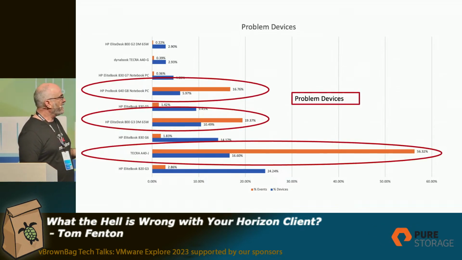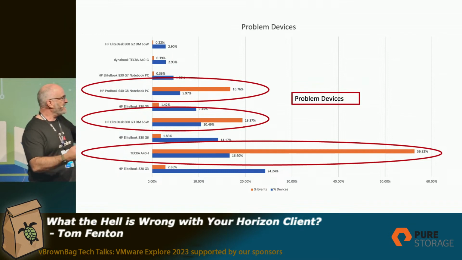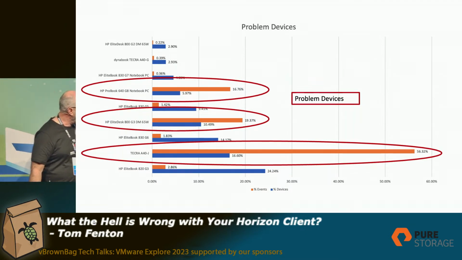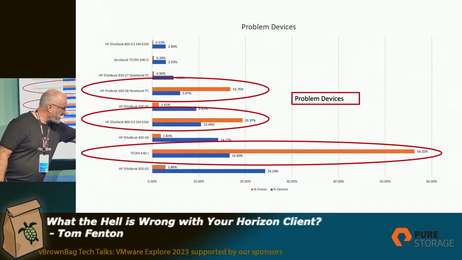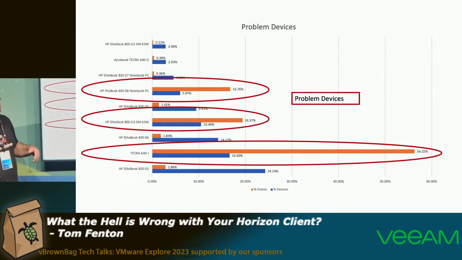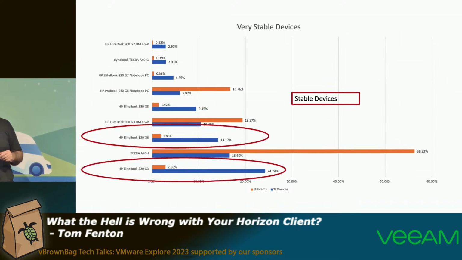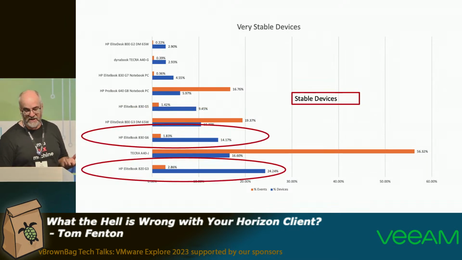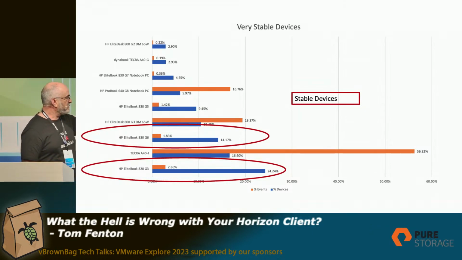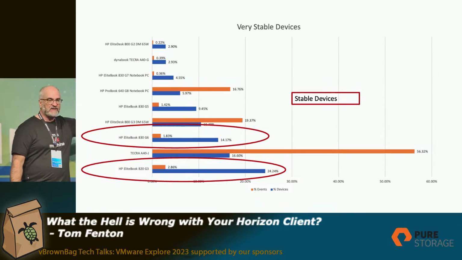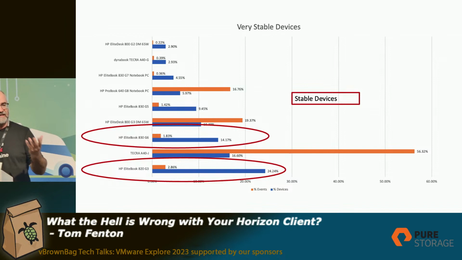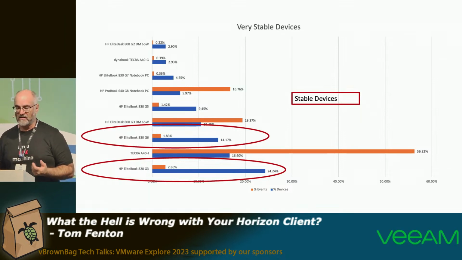Here's a few more problem devices that we saw. These didn't have as big a footprint in it, but still, whenever the orange line is a lot longer than the blue line, they gave us something to look at. And on the other hand, they had some very stable devices. The HP EliteBook 830, fantastic, great device, and the 820, great device. And that's what they were able to say to the manager, let's get some more of these in. They aren't problematic, they're good devices.